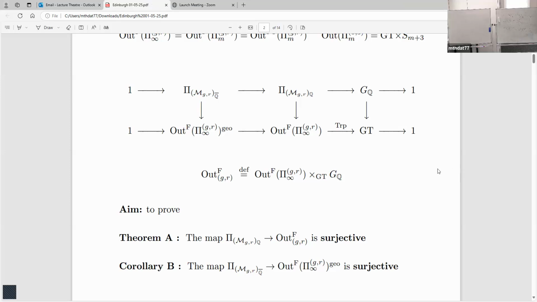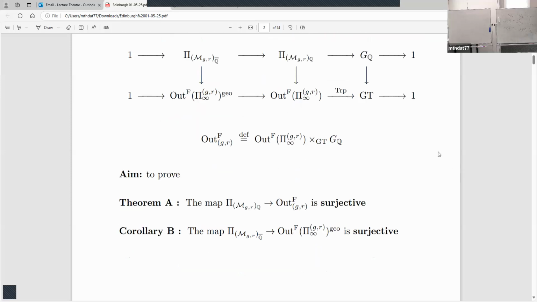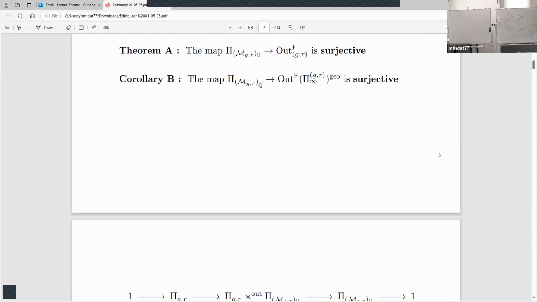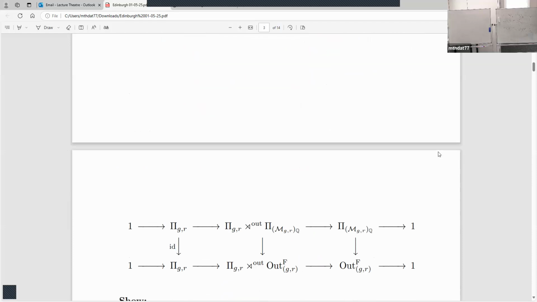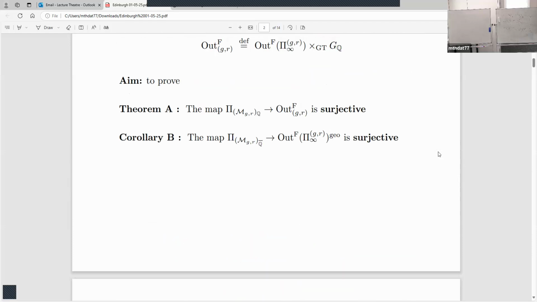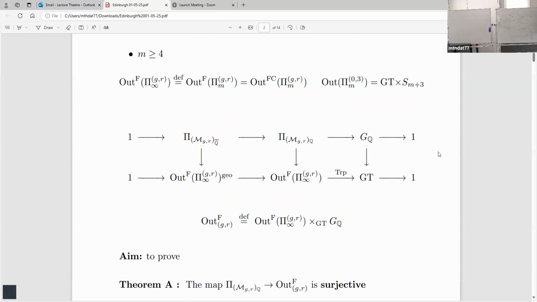Okay, so basically, theorem A and theorem B are equivalent, right? Yes. But somehow to prove corollary B, we need this diagram. So if you forget about this, it's not clear how to prove that this map is surjective. Yeah? So we use the arithmetic somehow.